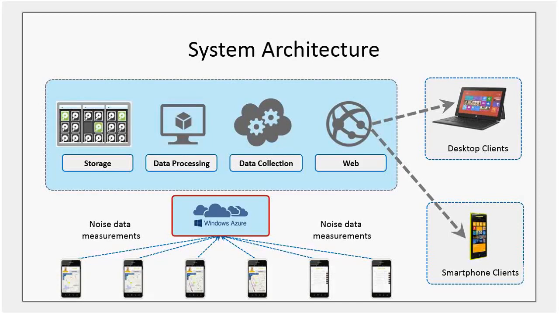On the cloud side, we make use of several services from Microsoft Azure. We use Azure storage to store the data from the phones. And we use computing resources, for example, virtual machines, to process the data. Also we use a cloud service to get the data from the smartphones. And we use the Azure website service to provide the noise mapping service. Then users, for example desktop clients, can use their browsers to access the noise mapping service. Smartphone users can use a smartphone app to access the noise mapping service.